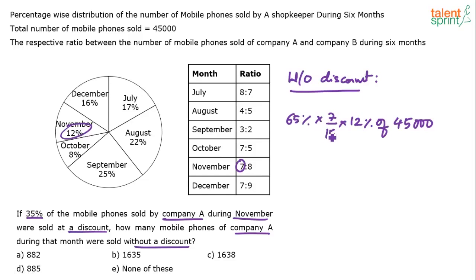Again here percentage is by 100, so you actually have to do the calculation there. If I want simple ways, I can straight away divide 45,000 by 15, right? How much is 45,000 by 15? See, 45 by 15 is 3. So this becomes 3,000. So 65% into 7 into 12% of 3,000. Now just work on the numbers. Work on the numbers then. If you want, you can maybe apply the unit digit method.